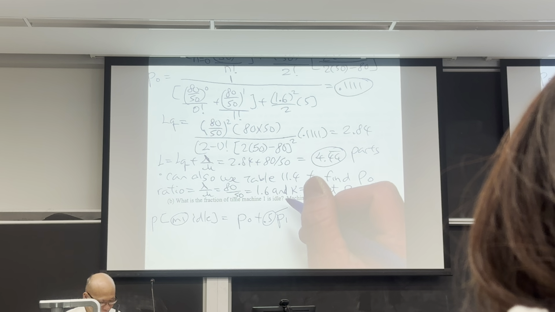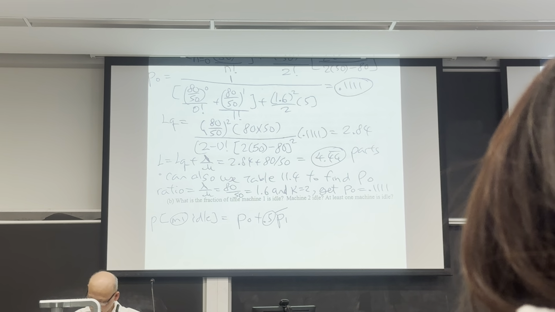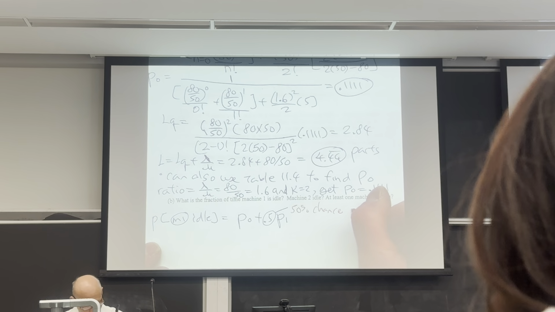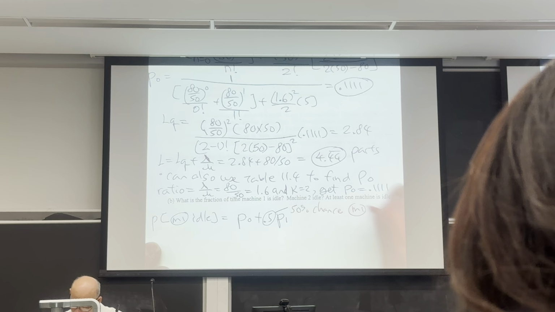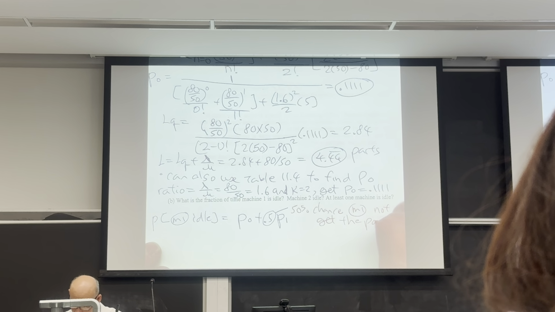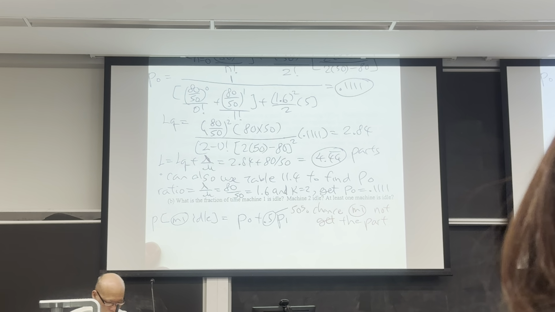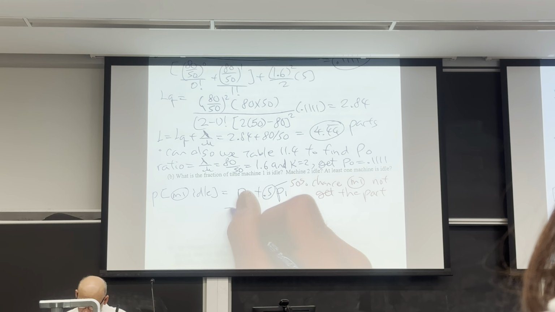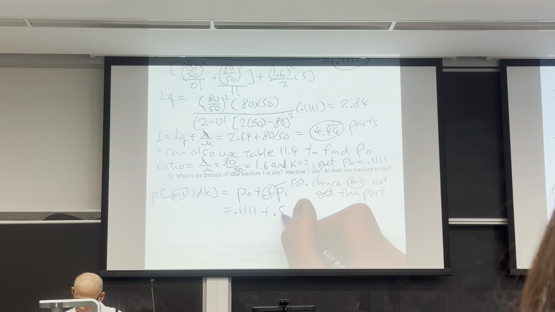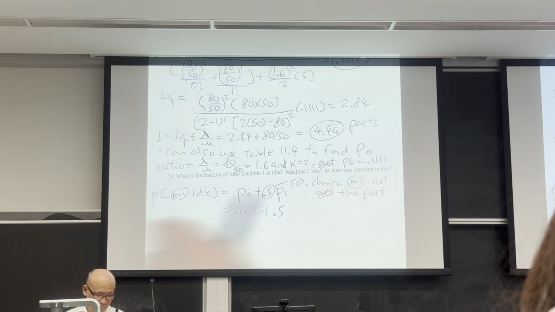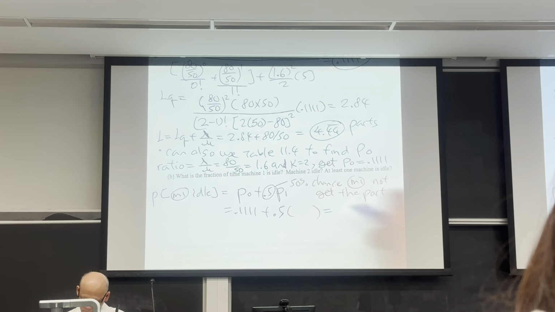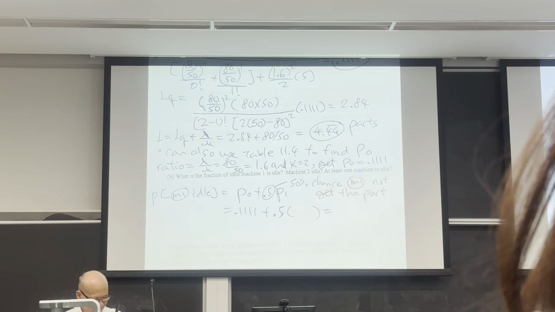So this is basically a 50% chance machine 1 does not get the part. We know P0 is 0.1111, but we need to calculate P1. Okay, we need to calculate P1.